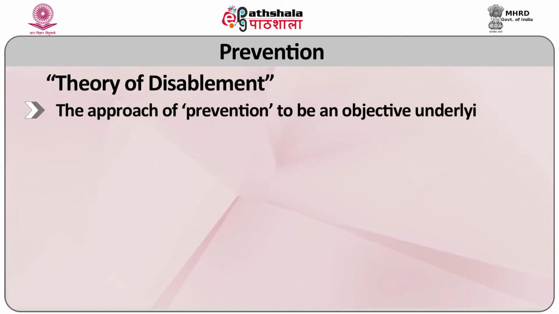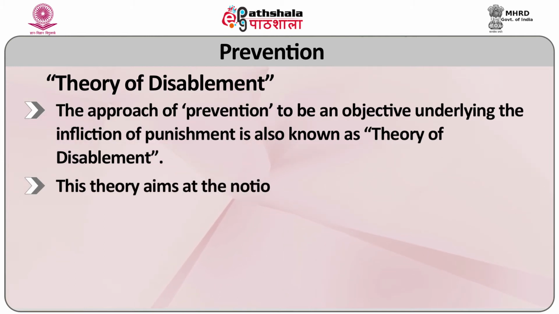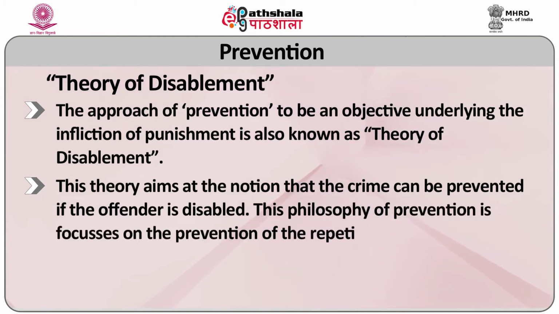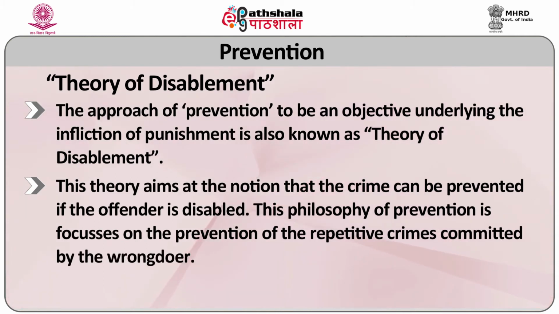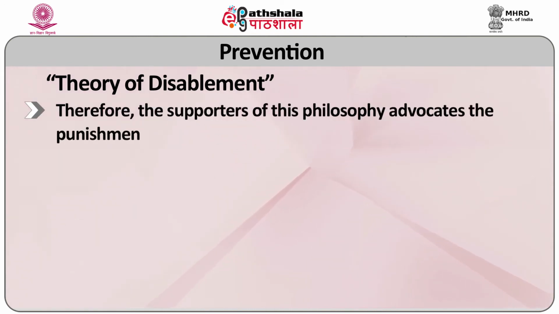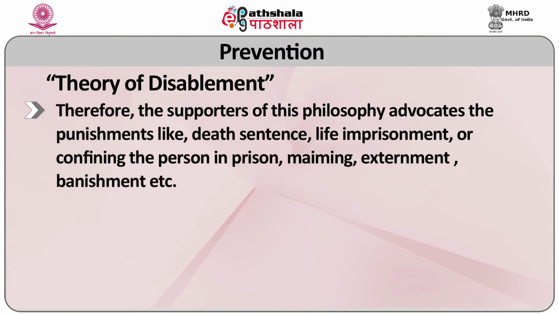prevention to be an objective underlying the infliction of punishment is also known as the theory of disablement. The theory aims at the notion that crime can be prevented if the offender is disabled. This philosophy of prevention of crime focuses on preventing repetitive crimes committed by the wrongdoer. Therefore, the supporters of the philosophy advocate punishments like the death sentence, life imprisonment, or confining the person in prison, maiming, externment, banishment, etc. According to this theory, such punishment should be inflicted on offenders which disables them from repeating the offence in future, thereby protecting society from such offenders.